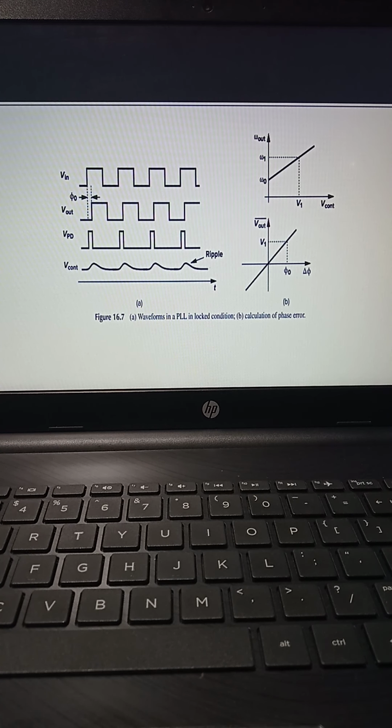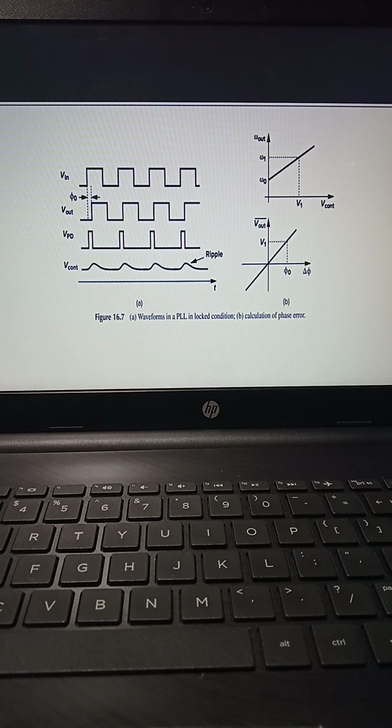In the waveforms as shown in the figure, two quantities are unknown, phi naught and the DC level of V constant. To determine this value, we construct the VCO and phase detector characteristics. If the input and output frequencies are equal to each other, then the required oscillator control voltage is unique and equal to V1. This voltage must be produced by the phase detector, demanding a phase error determined by the PD characteristics.